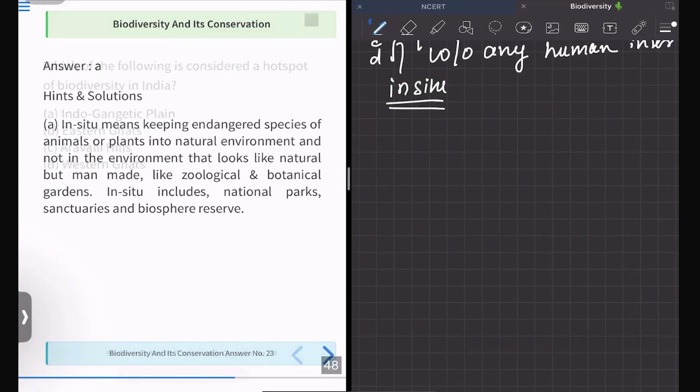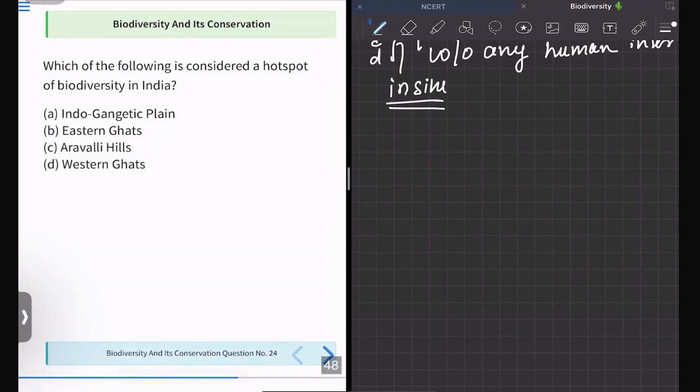So let us move to question number 24 and try to understand what it is asking us. Question number 24 is asking which of the following is considered a hotspot of biodiversity in India. Again, this concept we have discussed. We have solved 2 to 3 questions on the same concept. So I hope you are understanding: do you know the concept of ex situ and in situ? Do you know the concept of biodiversity hotspots?